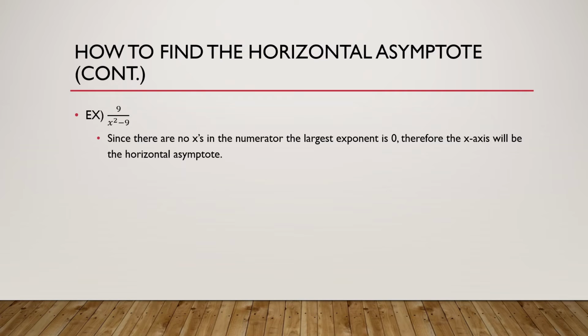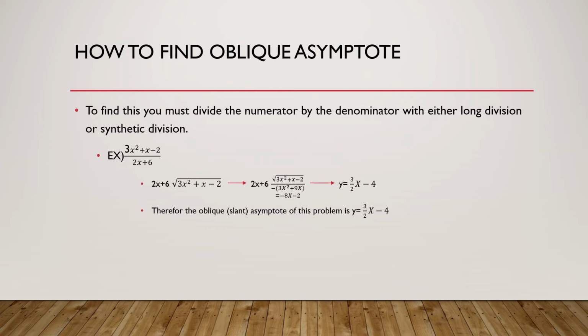Since there are no x's in the numerator, the largest exponent is 0. Therefore, the x-axis will be the horizontal asymptote. For the equation we have been doing, there are no oblique asymptotes. However, if you do need to find them, this is how you go about it.